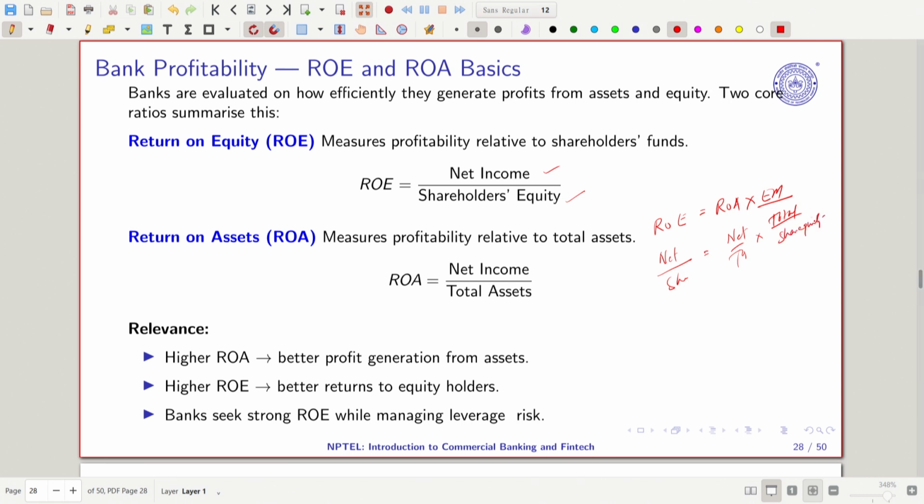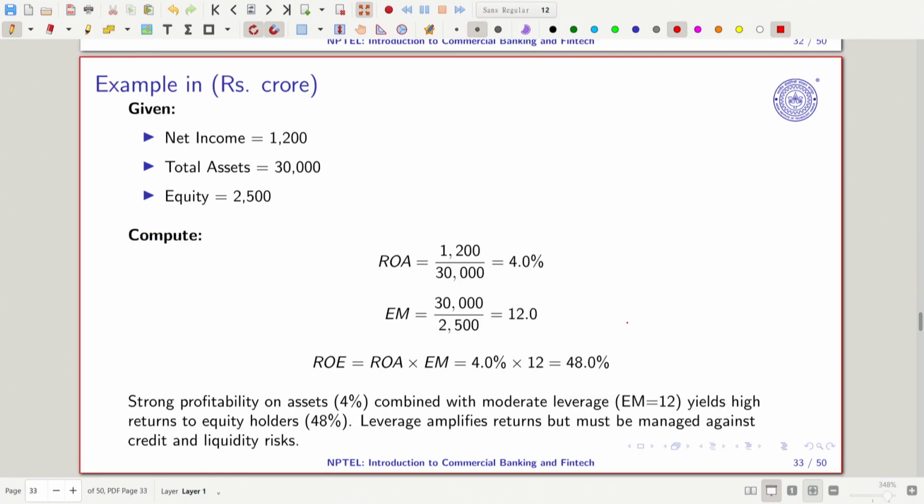Now in this case we are seeing that both of these things are interlinked, but an increase in this or an increase in this will immediately imply an increase in the return on equity. So it is very, very important to understand. So let's understand with one example.